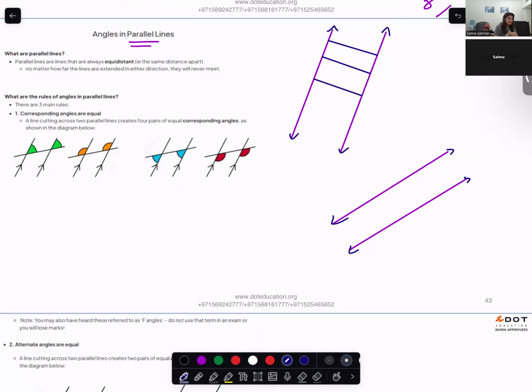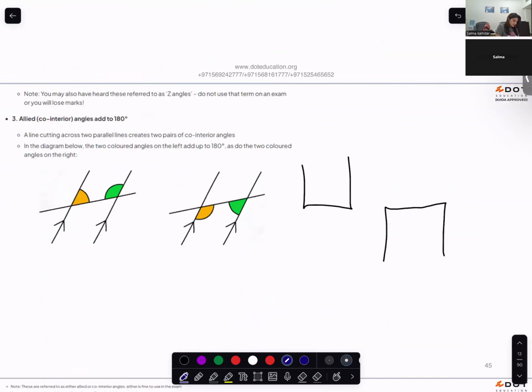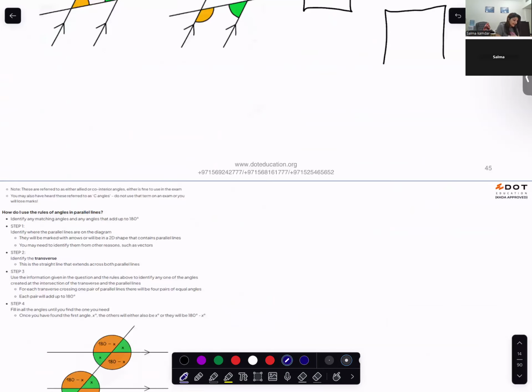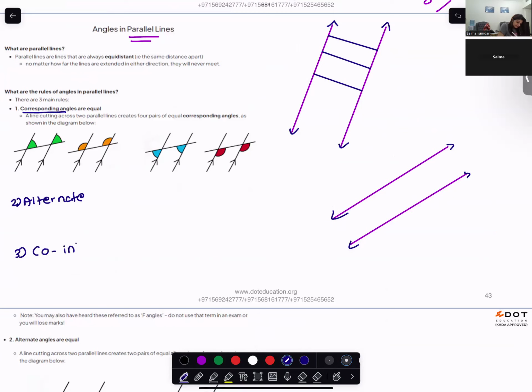Now we talk about angles between the parallel lines. First is corresponding angles. Second is alternate angles, and third, co-interior angles. These are the three types of angles that you find in parallel lines. So you should know the properties of these angles. If you want to know details about the different types of angles, you should go back and watch the video on lines and angles.